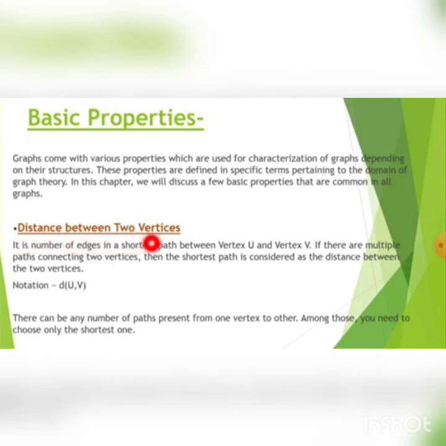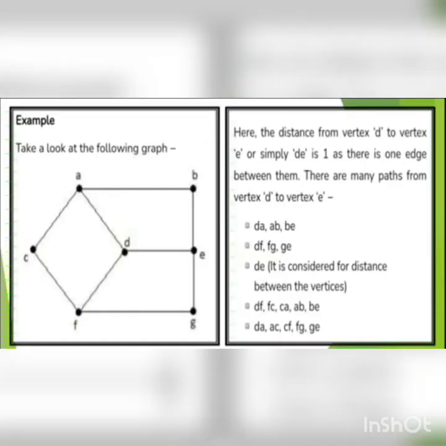Distance between two vertices. It is the number of edges in a shortest path between vertex U and vertex V. If there are multiple paths connecting two vertices, then the shortest path is considered as the distance between the two vertices. The notation is d(U,V). There can be any number of paths present from one vertex to another. Among those, you need to choose only the shortest one.